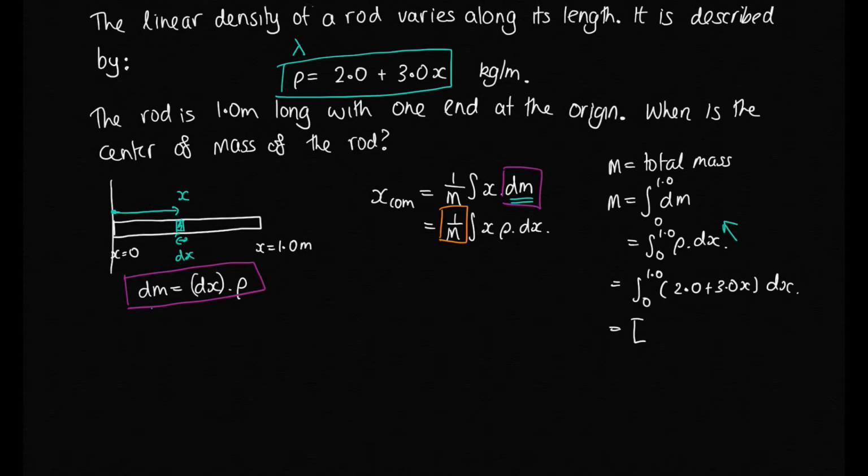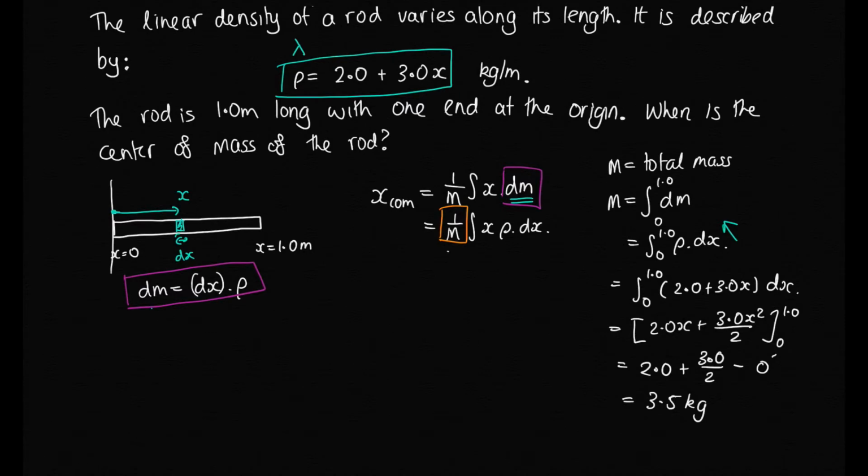When we integrate 2, we get 2x. When we integrate 3x, we get 3x squared on 2. And then we've got our limits from 0 to 1. And so this is equal to 2, because that's 2 times 1, plus 3 times 1 squared, which is still 3 on 2. And then minus, when we put 0 in for the x's, we get 0. So this is equal to 3.5 kilograms. So that's the total mass of this rod.